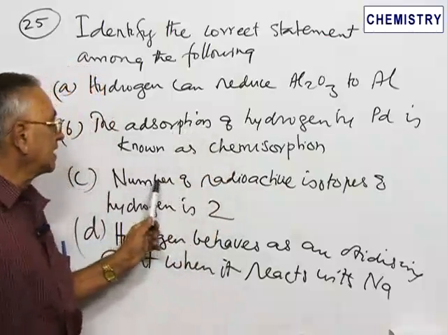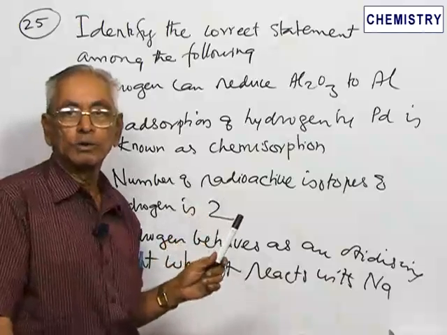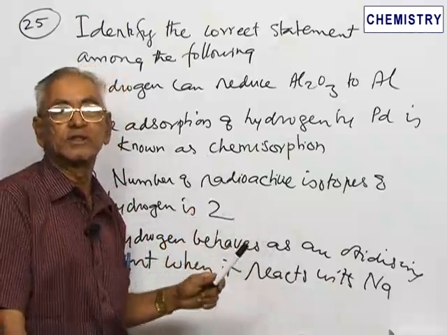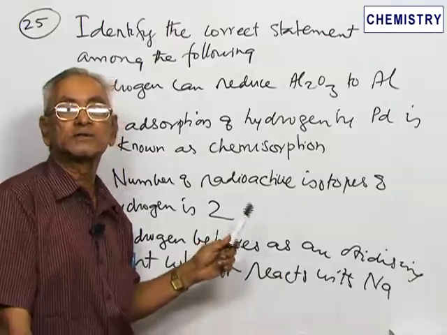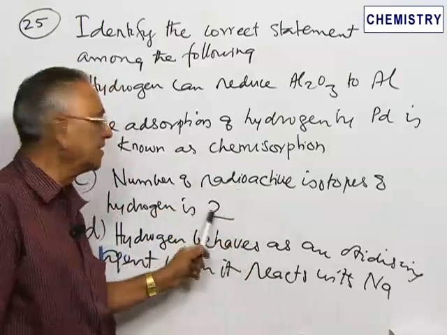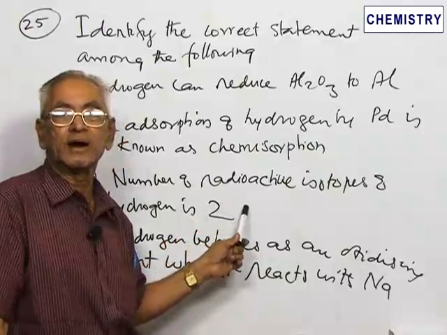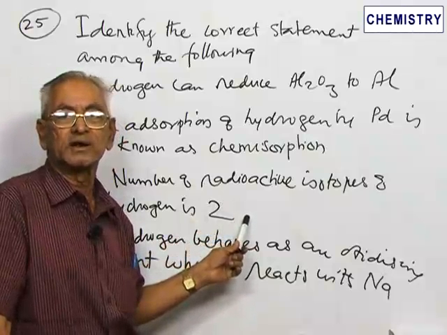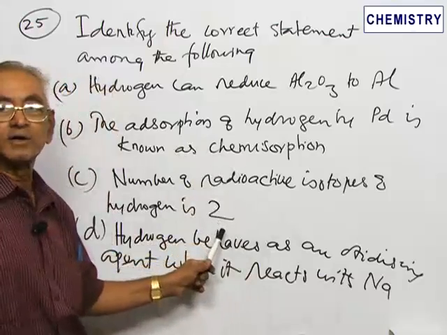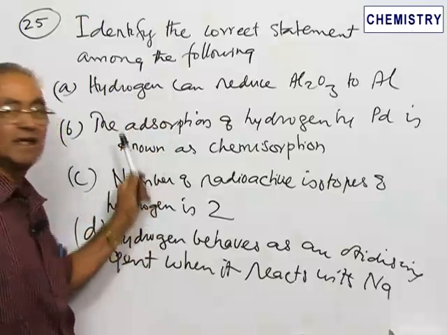The third one is: the number of radioisotopes of hydrogen is 2. In that statement, hydrogen, as we know, exists in 3 different forms: hydrogen, deuterium with atomic mass 2, and tritium with atomic mass 3. Of all the 3, hydrogen and deuterium are not radioactive, and only tritium, which is found in traces, in very small quantities, is radioactive. Actually, the percentage of tritium in the mixture of hydrogen is only about 0.015%, and this is present in traces, and that is the only radioactive isotope. So the statement that the number of radioactive isotopes of hydrogen is 2 is also not correct. So statements A, B and C are not correct.